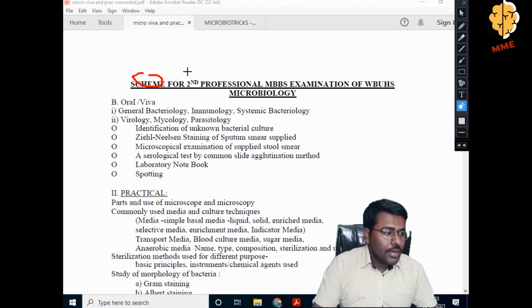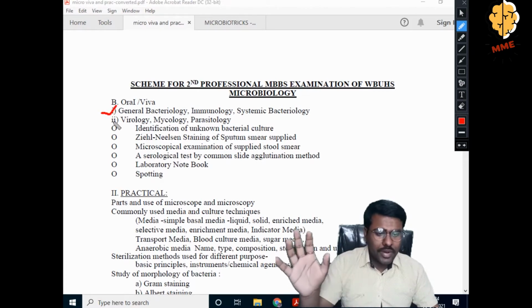Before starting, I want to say that there is an oral and viva exam. In the oral and viva exam there are two tables. One is general bacteriology, systemic bacteriology and immunology, and another is virology, mycology and parasitology. Okay, there are two examinations of viva. One is the bacteriological part and immunological part, and another is the virological part.